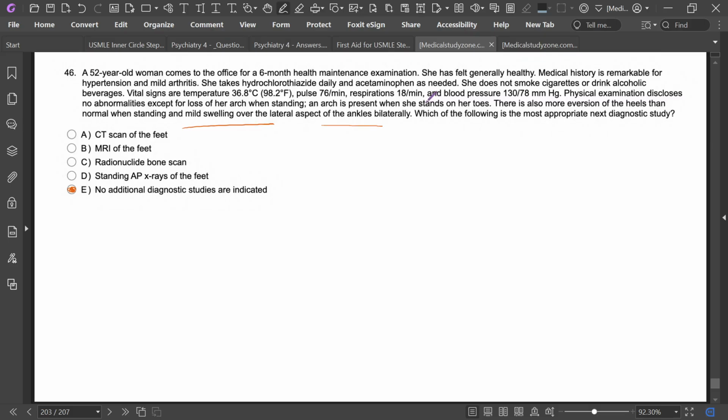I think this is one clue. Physical examination discloses no abnormalities except for loss of arch when standing. In flat foot, when you stand, there is loss of the medial arch. Normally, if we stand, there is a medial arch. If there is loss of arch when standing, but an arch is present when the patient stands on the toe, then it is a clinical diagnosis.